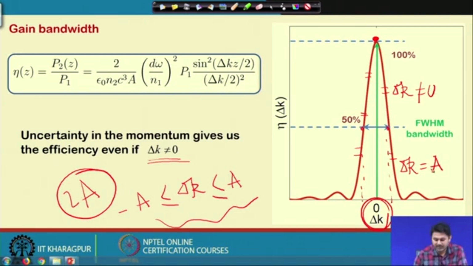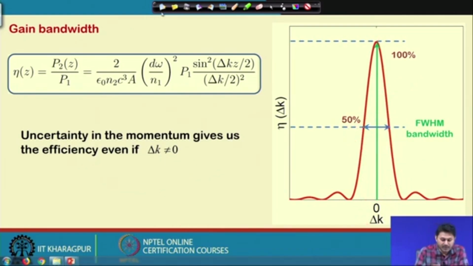Now the question is, how do we find out this bandwidth and why is this bandwidth generated? As I mentioned, quantum mechanically, if delta k is not equal to 0, then still we have some kind of efficiency, but classically also we find the functional form such that even delta k not equal to 0 gives us some kind of efficiency. So, now we measure this bandwidth. Now, width can be measured in different ways. So, we consider full width half maxima.